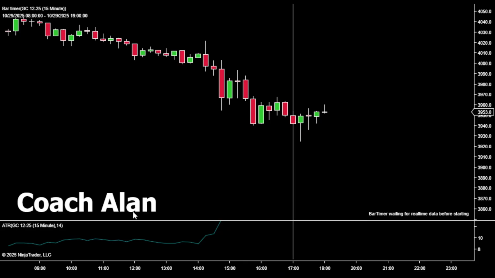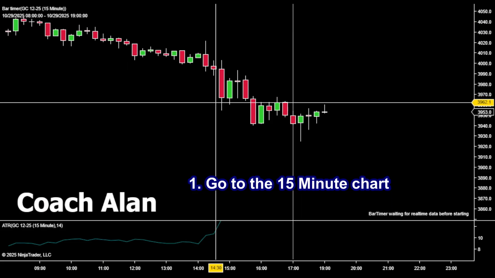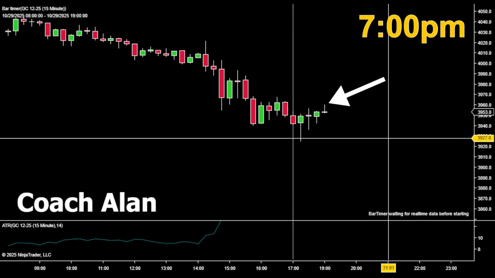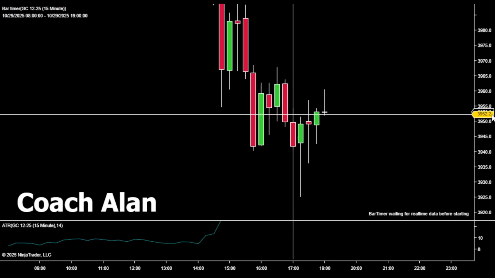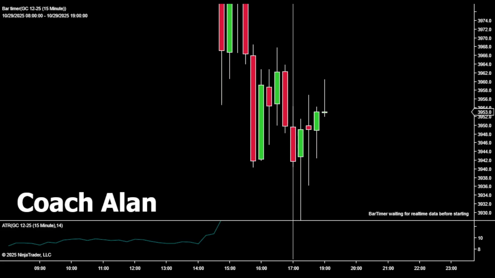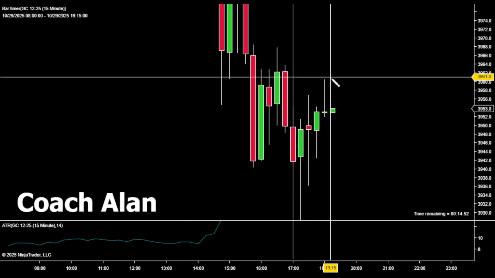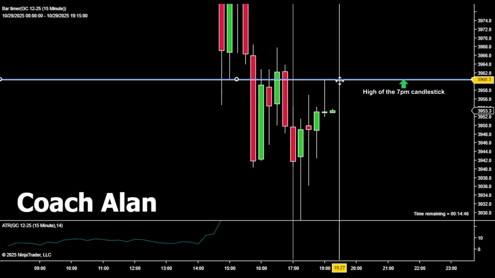All right, so first things first, we want to make sure that we are on the 15-minute chart. We are looking for the 7 p.m. candlestick, which would be this one right here. So let's zoom in a bit so we can be sure that we get our lines right. So we're going to mark the high. This is the high of the 7 p.m. candlestick. I'm going to change this to green to represent the high and for the buy.